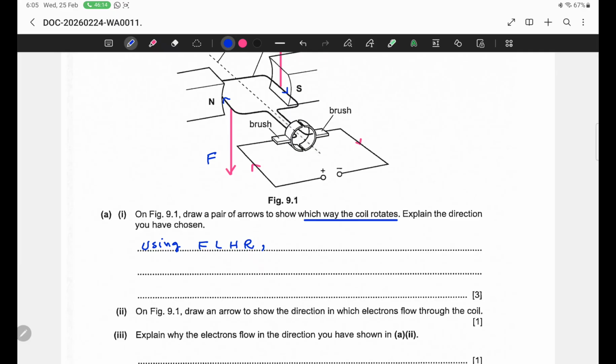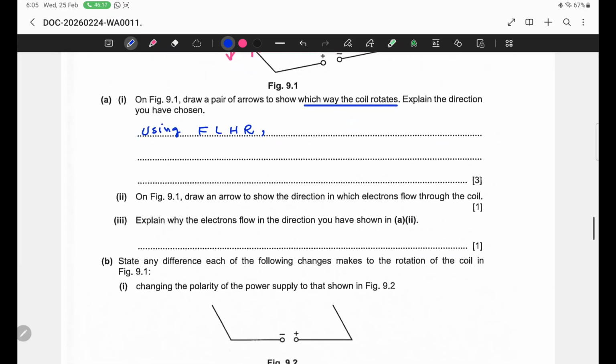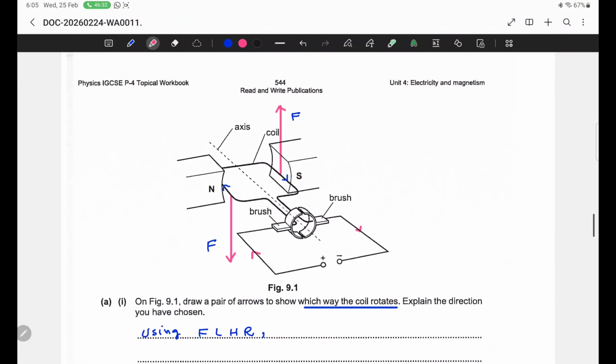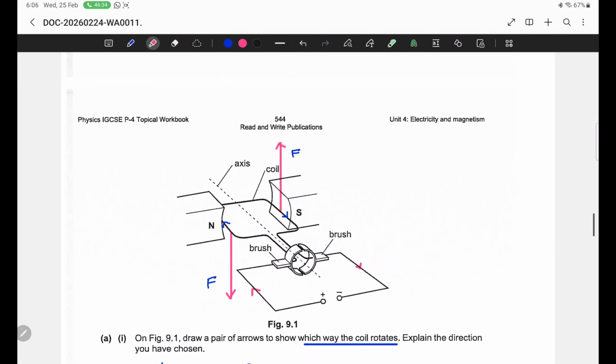I should not rewrite the whole sentence again and again because this is a crash course and we have discussed it in the last question. Now the next part, draw an arrow to show the direction of electron flow through the coil. You know the direction of current is opposite to the direction of electron flow. Sorry, electron flow will be this.